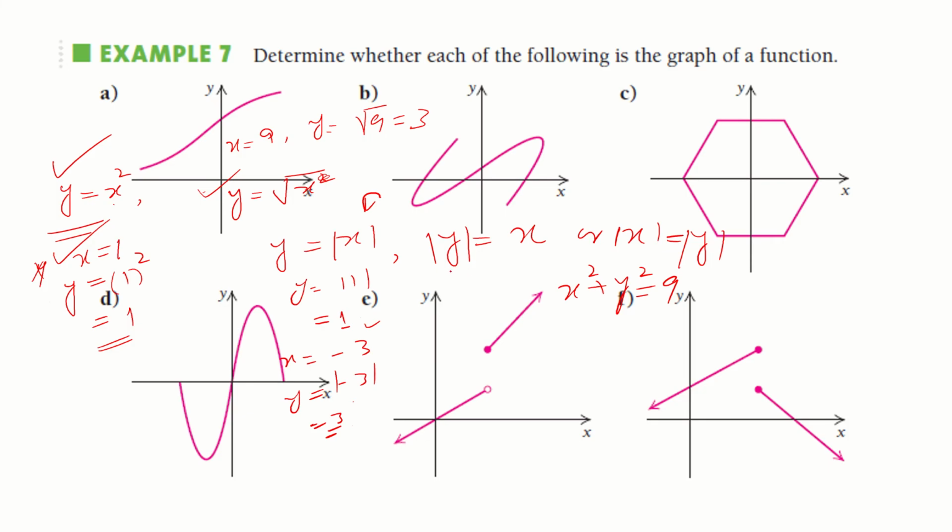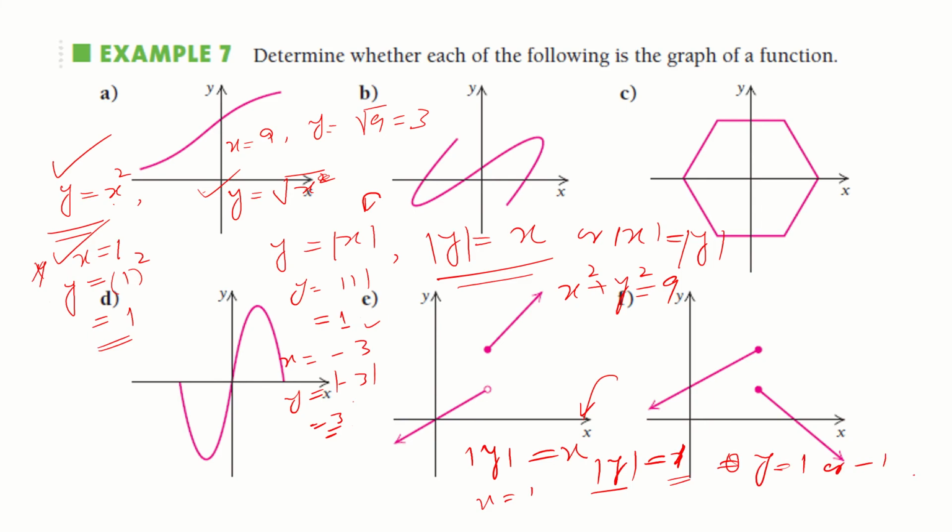Whereas in case of this relation, y absolute is equal to x. Now, if you put x equal to 1, what would happen? y absolute is equal to 1. The absolute of a number is 1 when that number is either 1 or minus 1. So for one value of x, we are having two values of y, therefore we say it will not be a function.